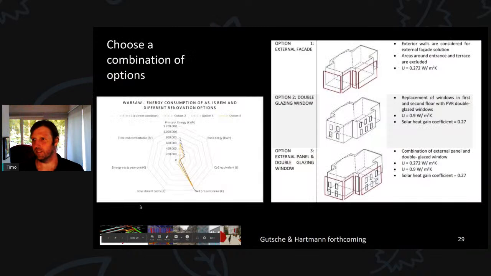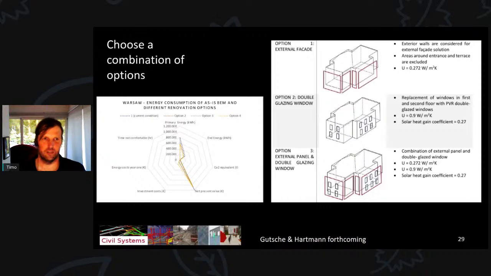So what you really need is these ways to choose different combinations of options, right? And this is just an example with a very simple three options. Of course, there are many more that you can choose, just to illustrate this a little bit. And then, as I already said, it's a multi-criteria decision-making problem, where you not only want to understand the energy behavior, the CO2, but also cost and comfort, whether people are comfortable, right?